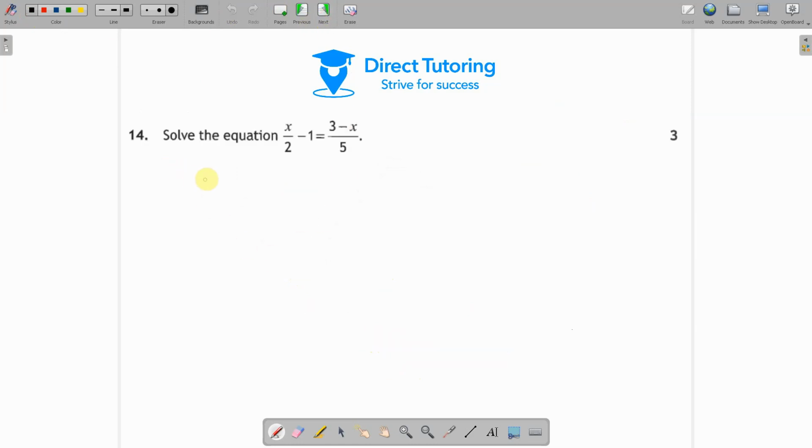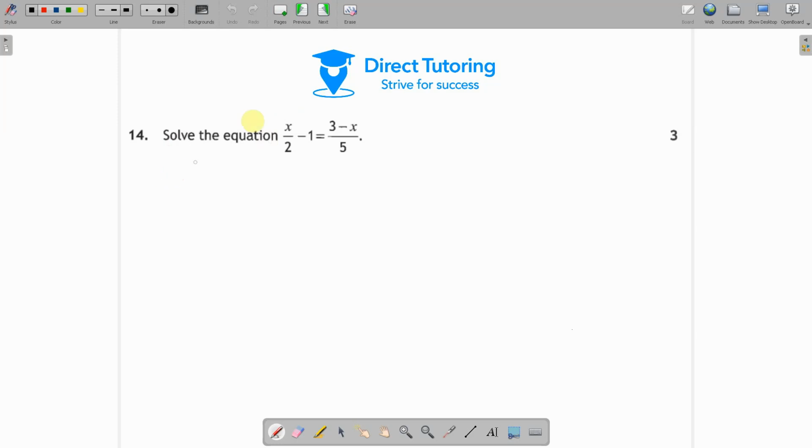Question 14 is an algebraic fraction question, and a few people had mentioned the issue with the minus 1. Now, the best way to deal with the minus 1 is, it's not as simple as just cross multiplying, because this minus 1 is going to affect either side regardless of what way you do it. So if we take care of this first, then we can cross multiply.